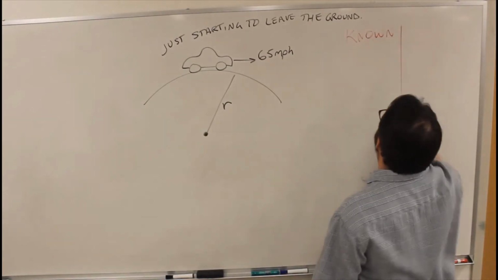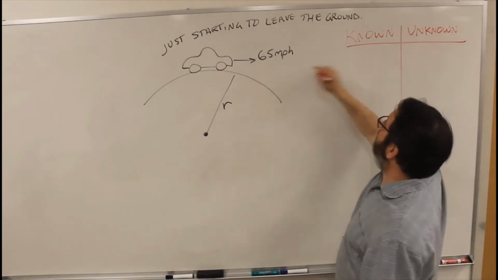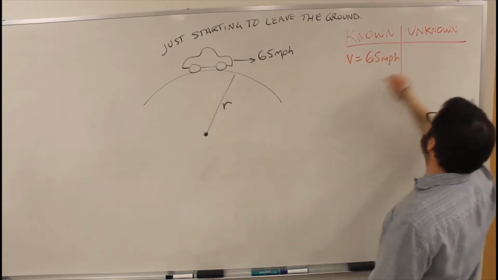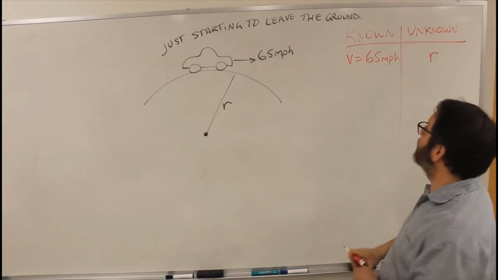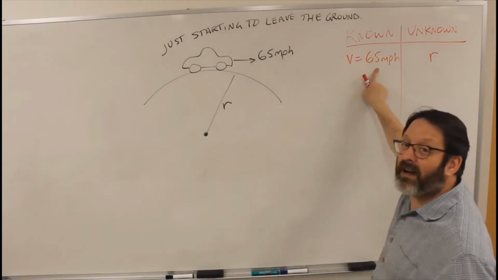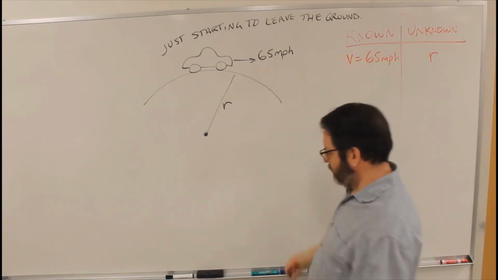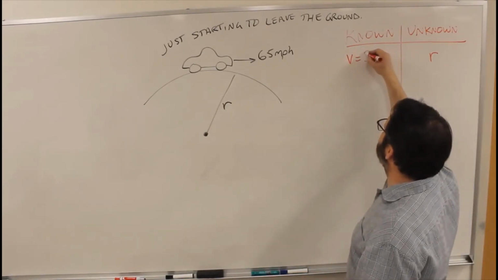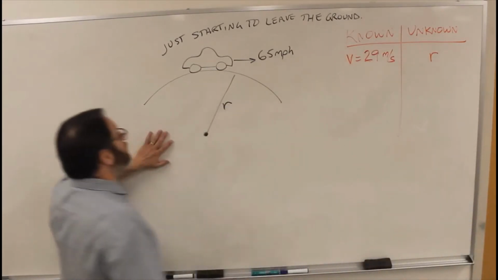We need knowns, unknown. Well, let's see, the known we're given, v is 65 miles per hour, and we're looking for r. Well, the first thing I want to do is, 65 miles per hour, I don't want miles per hour because I want to use SI units. So I need to convert. So 65 miles per hour is actually 29 meters per second.